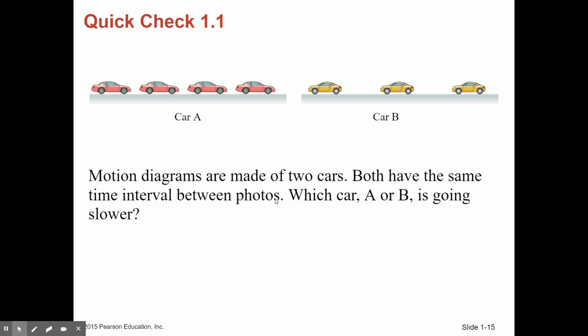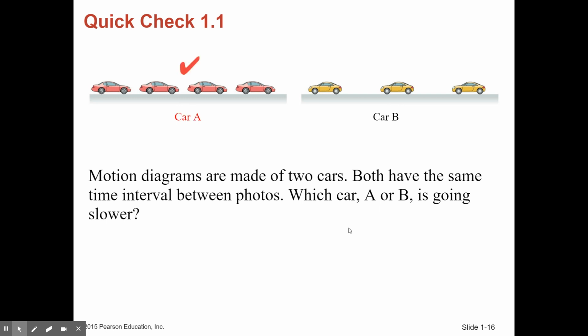So here we have a quick check. Here we have, again, two cars. Motion diagrams are made of these two cars. Both have the same time interval between photos. Which car, A or B, is going slower? Think about which car is going to be going slower. Again, think about the time between the cars is the same. So from here to here is 1 second, here to here is 1, here to here is 1, here to here is 1. Which one would you think would be going slower?